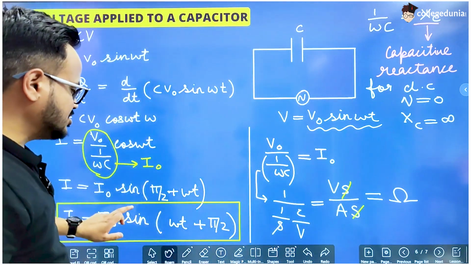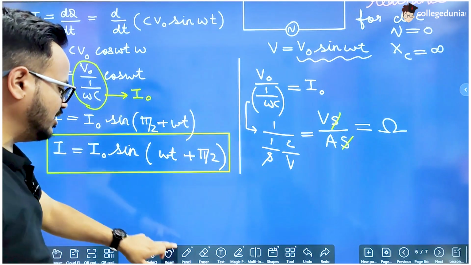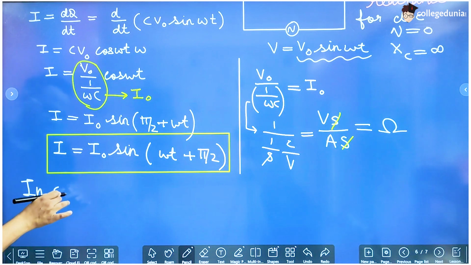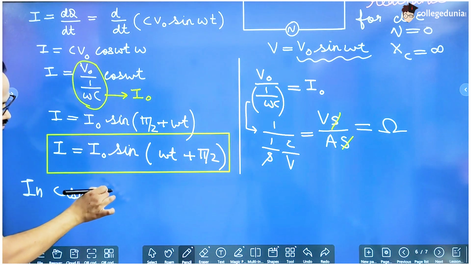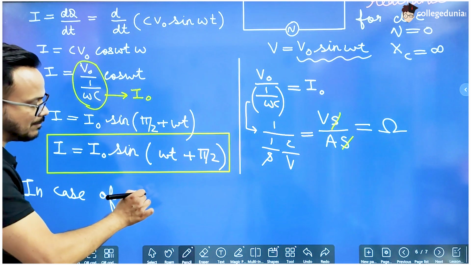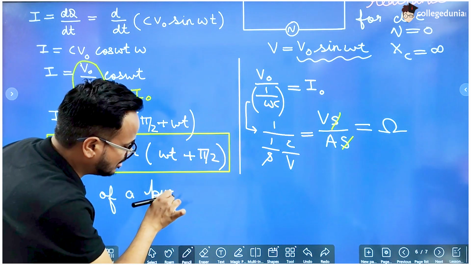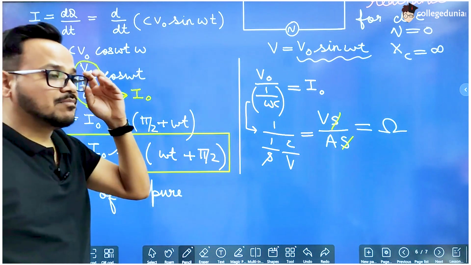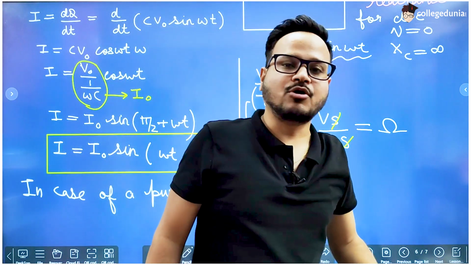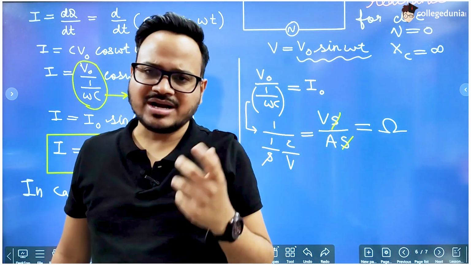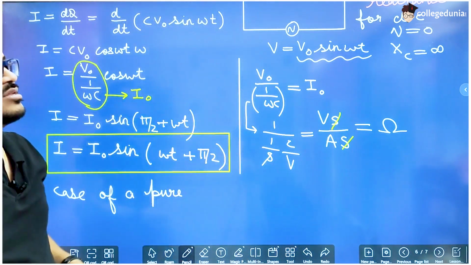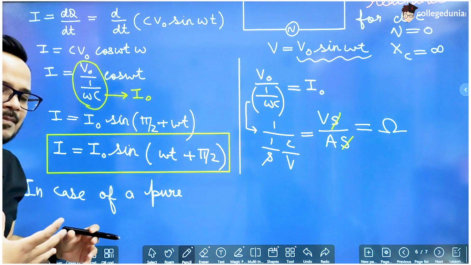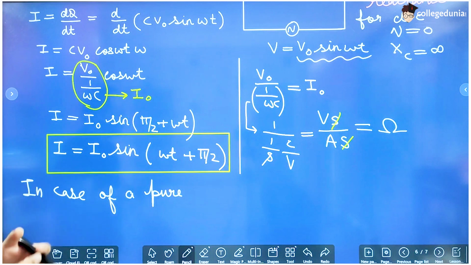So the most important line, we will write it here, that in case of a pure capacitor, meaning a capacitor whose resistance is 0. Obviously, the plates of the capacitor are made up of a metal, and all metals have resistance. So there will be some resistance of this capacitor, but we are ignoring that. So in that case, the capacitor is called an ideal capacitor or pure capacitor, right?